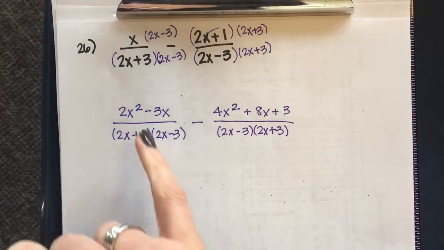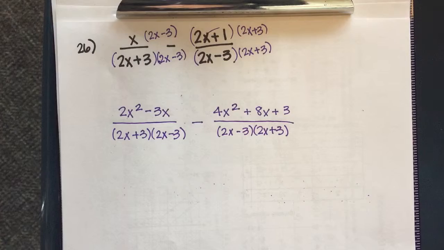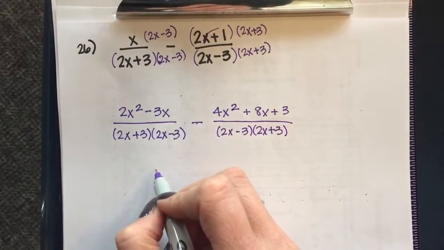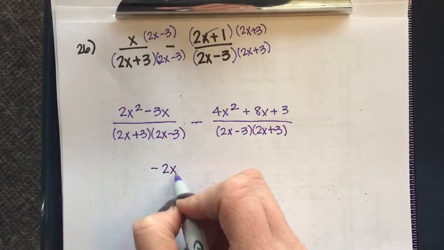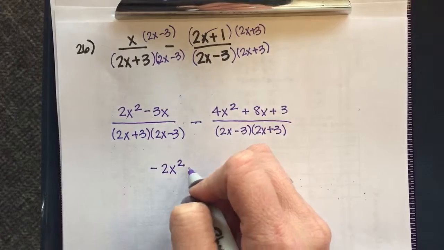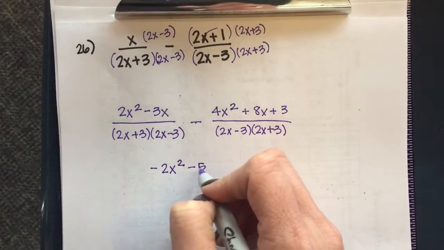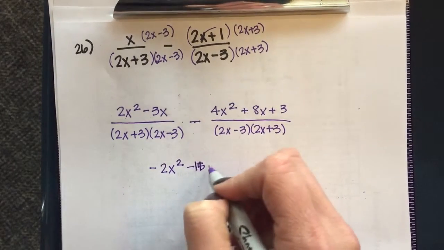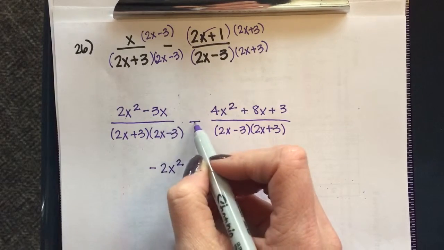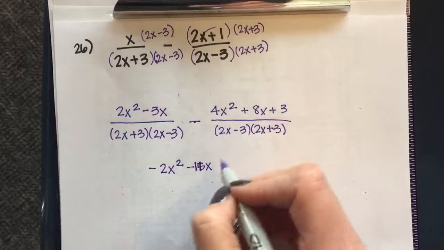So now I can go through and subtract like terms. I can subtract 2x squared minus 4x squared, which gives me negative 2x squared. Negative 3x minus 8x is negative 5x. Oops, excuse me, negative 11x. And then there's no constant here, but I'm still subtracting 3, so it's still going to be a negative 3.